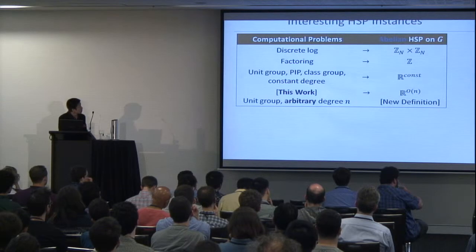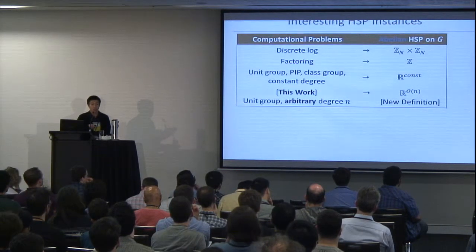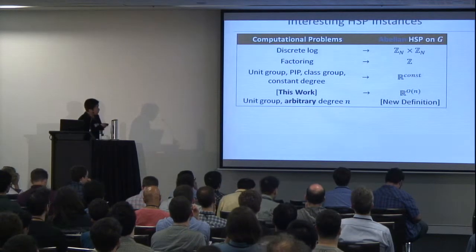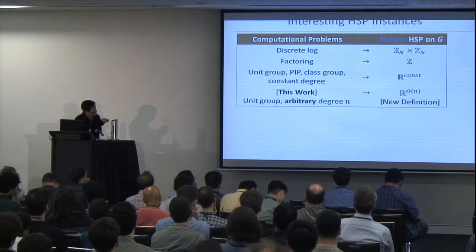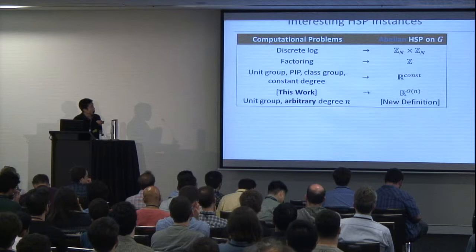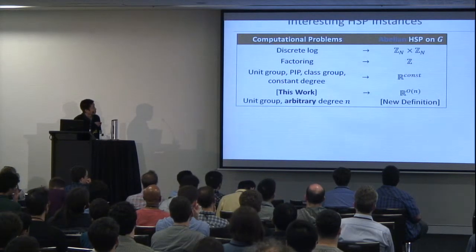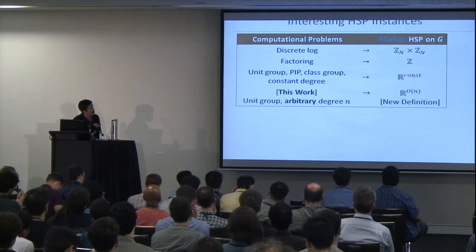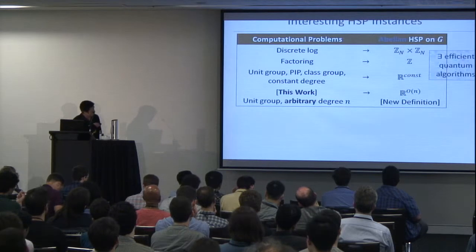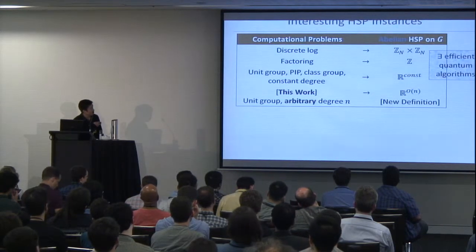All right, let's look at a few interesting HSP instances that arise in solving those number theory problems. We know discrete log reduces to HSP over the group Zn times Zn. Factoring reduces to HSP over the integers. And those constant degree number field problems reduce to HSP on constant dimensional real space. Fortunately, those HSP instances can all be solved efficiently.